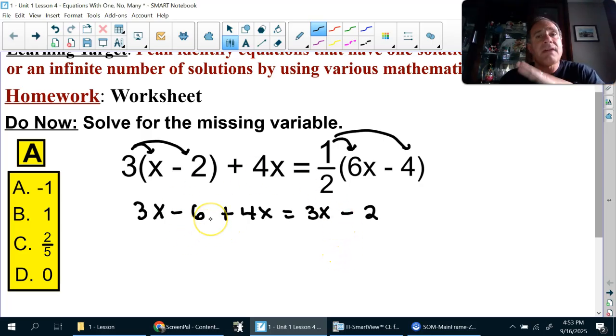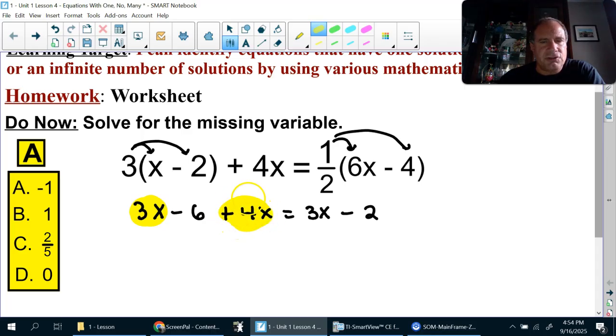Now you see the left side of your equation has three terms, and that means there are like terms to combine. So you have 3x plus 4x, and we're looking at the term right here and right here. So that is 7x. When we go and put that down, bring the -6 down, the equal sign down, and the 3x minus 2.